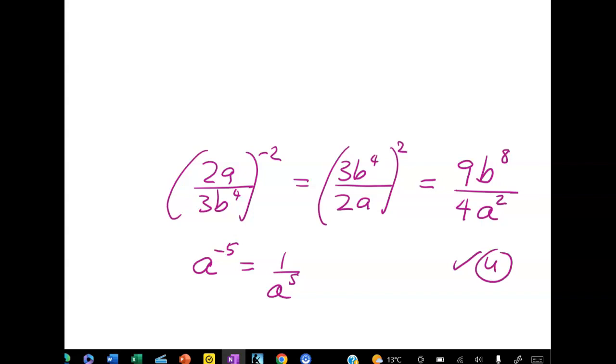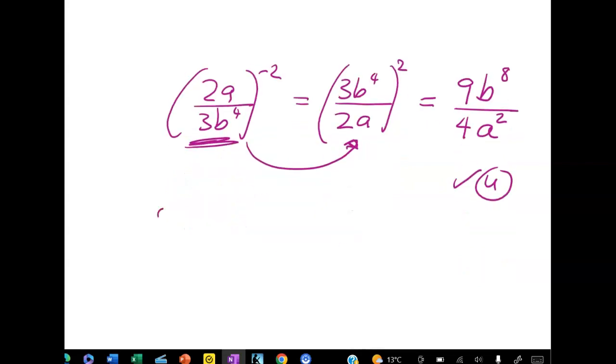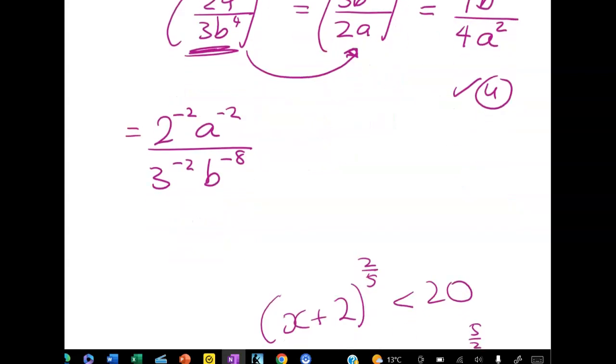Okay. You could have done that one a slower way if you're really unconfident with negative powers. I'd like to see everyone in my class doing it like this, just knowing that when I've got a negative power, it means the reciprocal to the positive power. But I could have done this, right? I could have gone 2 to the negative 2, a to the negative 2, 3 to the negative 2, b to the negative 8. And then from there, we could have done 2 over 2, this is very slow, right?